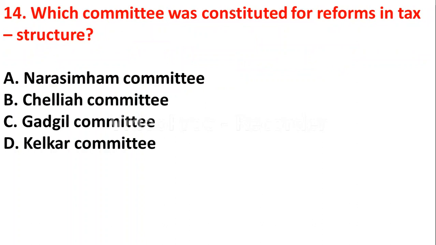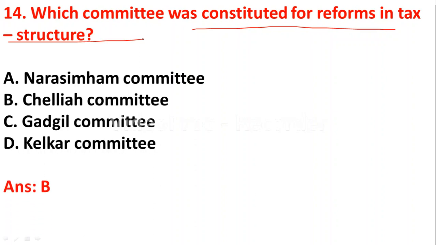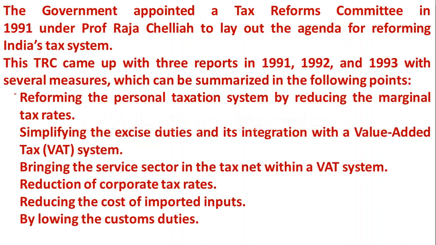Question number 14. Which committee was constituted for reforms in tax structure? Option A, Narasimham committee. Option B, Chelliah committee. Option C, Gadgil committee. Option D, Kelkar committee. So here the committee related to tax structure is the Chelliah committee. The government appointed a tax reforms committee in the year 1991 under Professor Raja Chelliah, and the main agenda was to reform India's tax system.